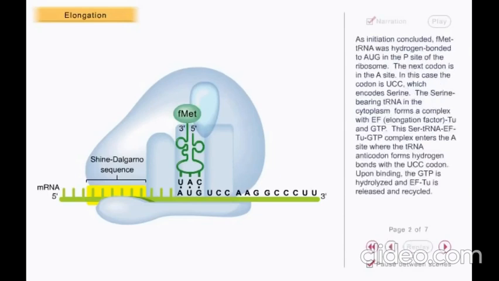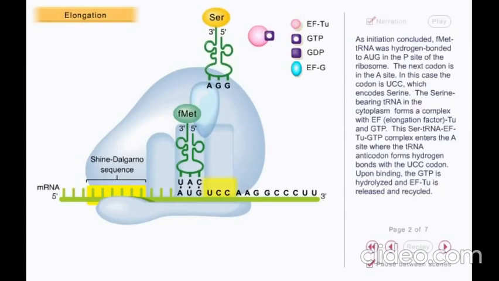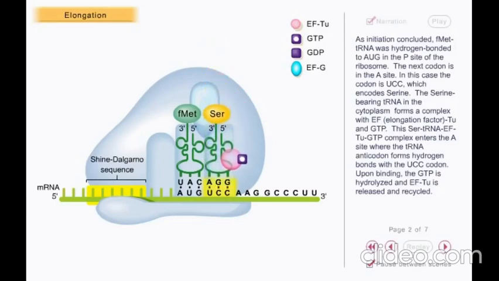As initiation concluded, FMET tRNA was hydrogen bonded to AUG in the P site of the ribosome. The next codon is in the A site. In this case, the codon is UCC, which encodes serine. The serine-bearing tRNA in the cytoplasm forms a complex with elongation factor Tu and GTP. This seryl tRNA-EF-Tu-GTP complex enters the A site where the tRNA anticodon forms hydrogen bonds with the UCC codon. Upon binding, the GTP is hydrolyzed and EF-Tu is released and recycled.